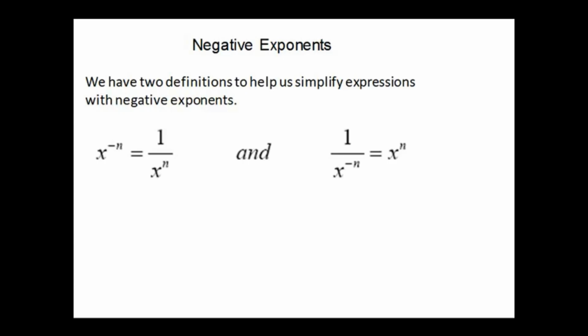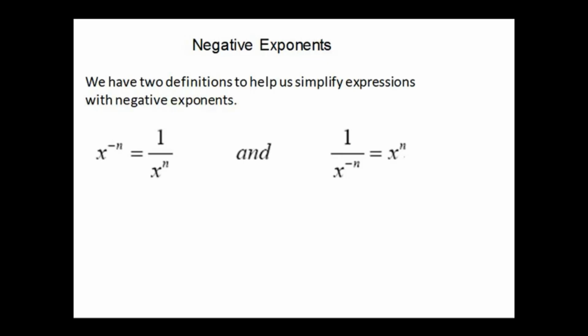Negative exponents. We have two definitions to help us simplify expressions with negative exponents. X to the negative n is equal to 1 over x to the positive n. So if we have a negative exponent, we can shift it to the denominator and make the exponent positive. And the second one, 1 over x to the negative n, is equal to x to the positive n. So if it's in the denominator with a negative exponent, we can shift it to the numerator and make the exponent positive.